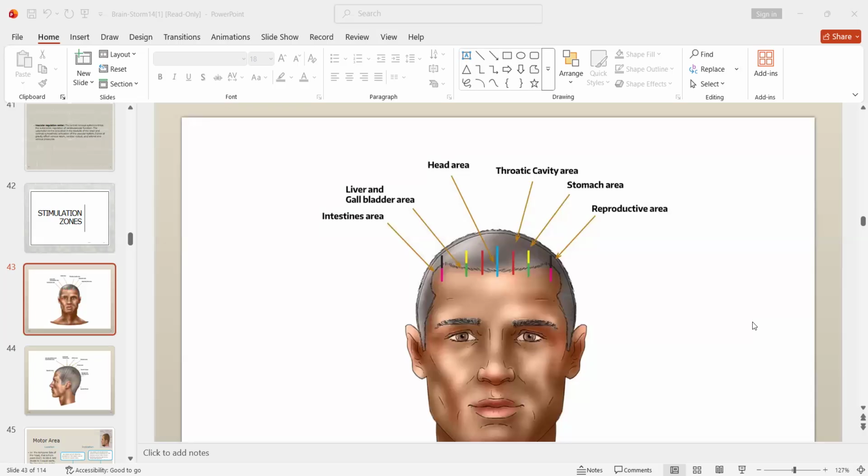The next point is the liver and gallbladder area. That is in the green area in this picture. It is directly below the stomach point and is 2 centimeters long. Okay. For liver and gallbladder problems, you can put needles on this area.